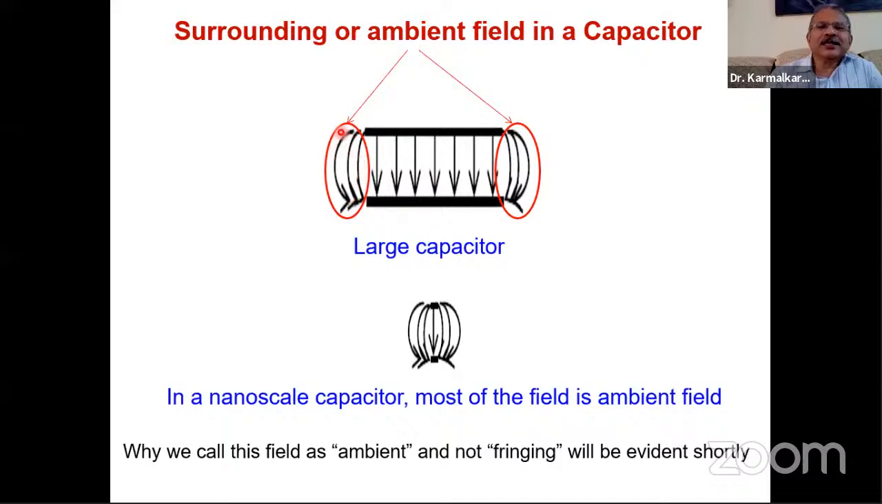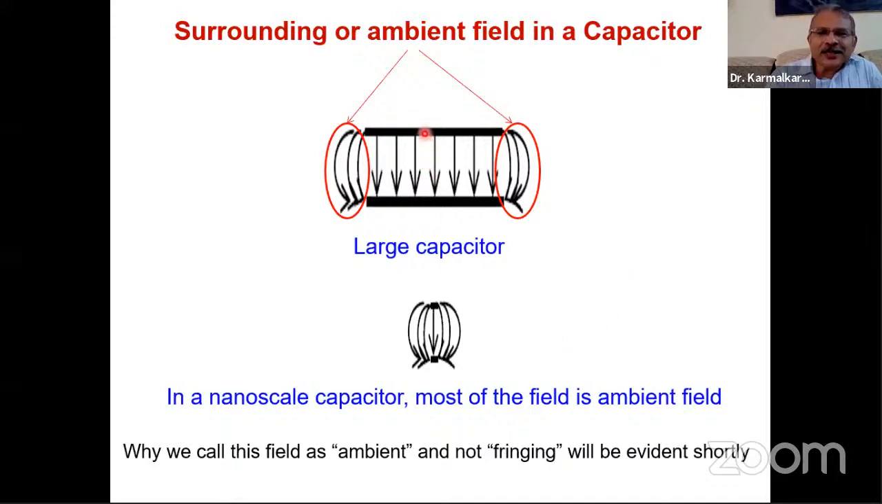Now, this field is called the ambient or surrounding field. Why is it called surrounding? Because the capacitor is limited to this area, so anything beyond this is the surrounding of the capacitor. Since this field is coming in the surrounding portion, or the ambient, we refer to this as the ambient or surrounding field.